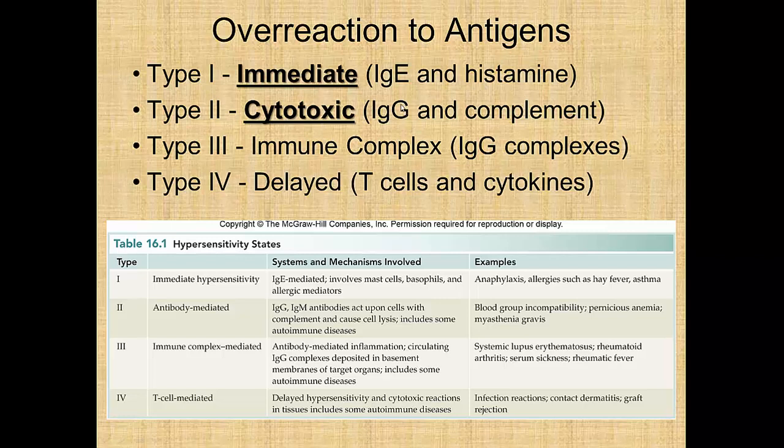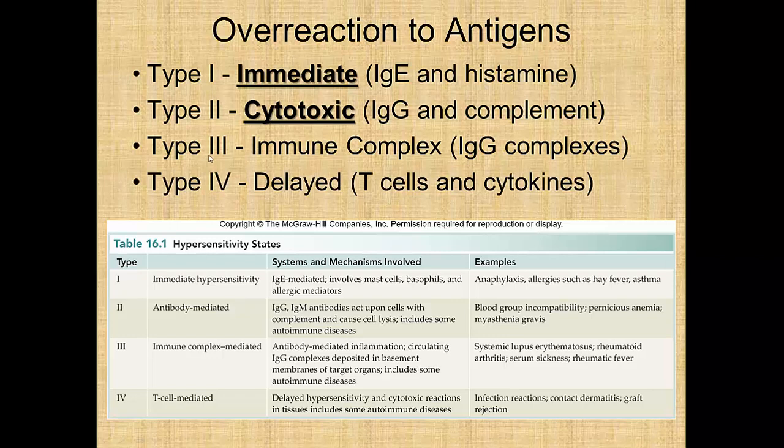Now I want to add something here, and it does mention it here. I need to add this back to here, but type 2 involves IgG and IgM, as it mentions here. So you want to recognize that this reaction involves 2 types of antibodies, IgG and IgM. Also recognize that it involves complement, which is where those complement proteins bind to a cell and cause the cell to lyse. Okay, and again, that's where the term cytotoxic comes in. Cytotoxic means cell death or cell destruction.